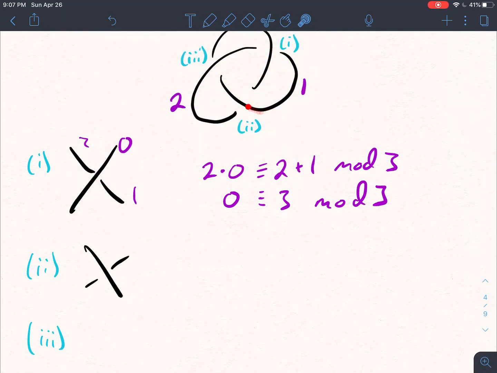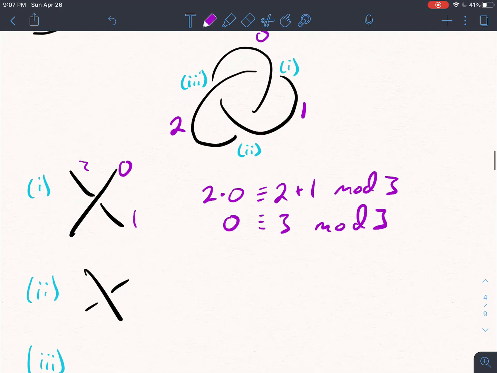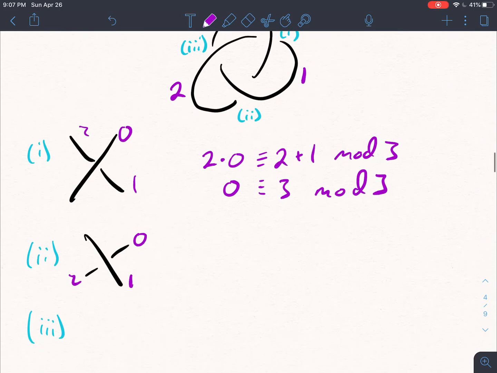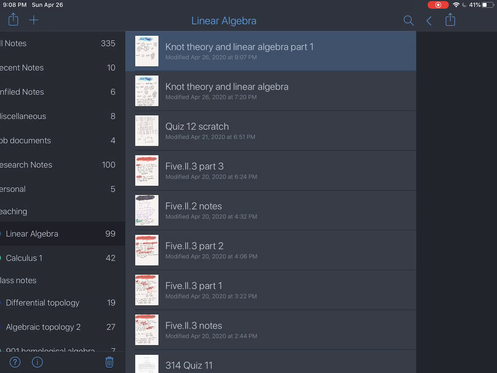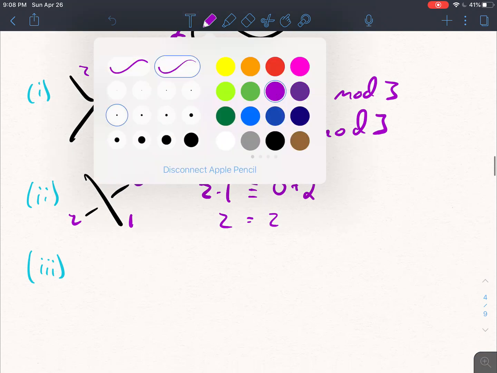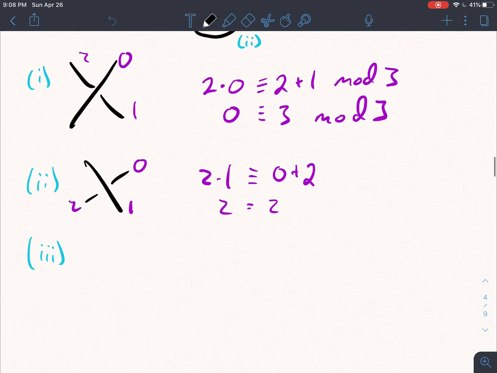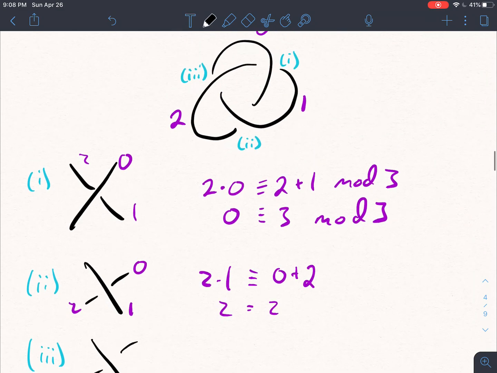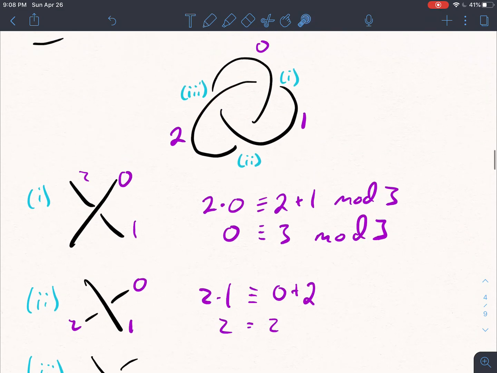Let's do it for the second crossing. Second crossing, I have this picture. So my over strand is going to be a 1. And then the strand coming out the top right, that's a 0. And then the other one's going to be a 2. So I should get 2 times the overstrand is congruent to the sum of the understrands. And in this case, this just trivially holds because I have 2 on the left and 2 on the right. So that's pretty easy. Let me back out again. Sorry.